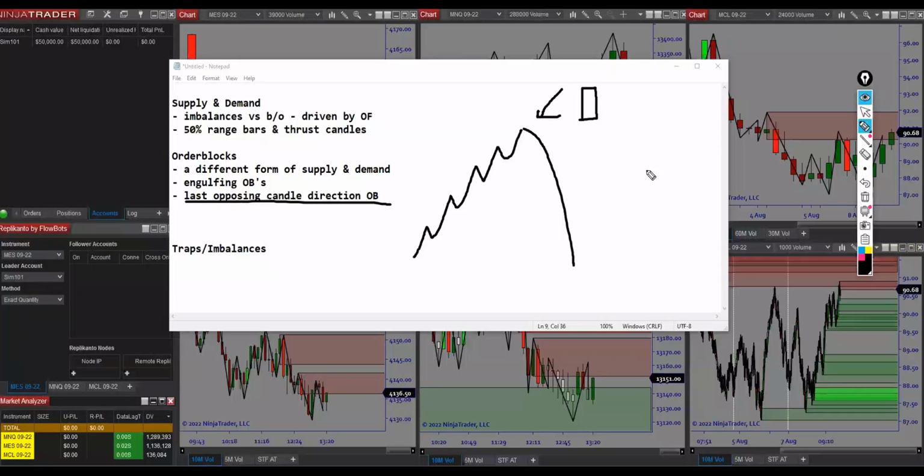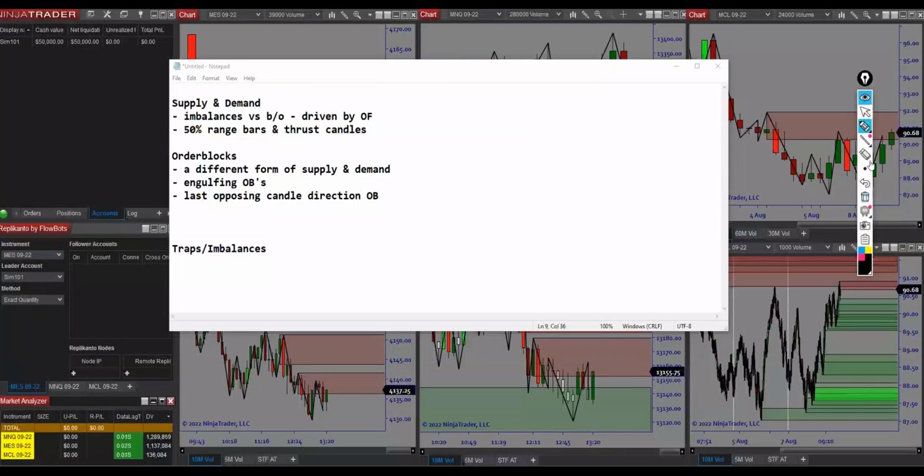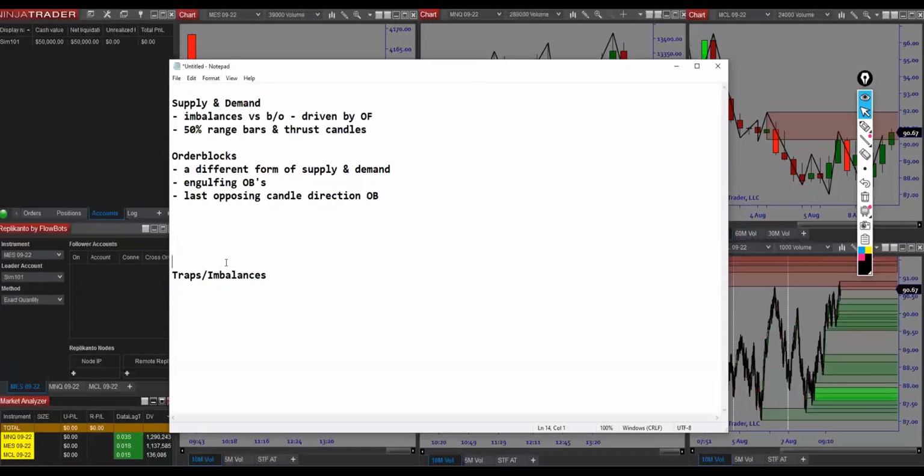One of the things you're going to see me do today is talk about what that looks like and how that works. It is something that most traders don't know exists. Traps and imbalances should be treated differently, and we're going to talk about this. But there's something that most people don't understand.